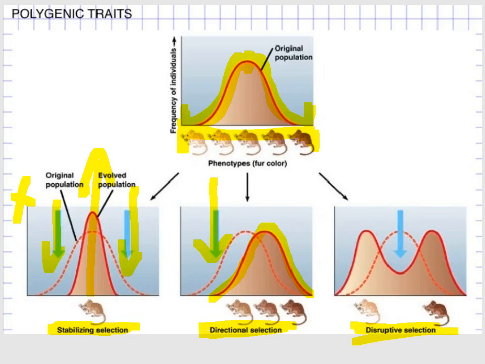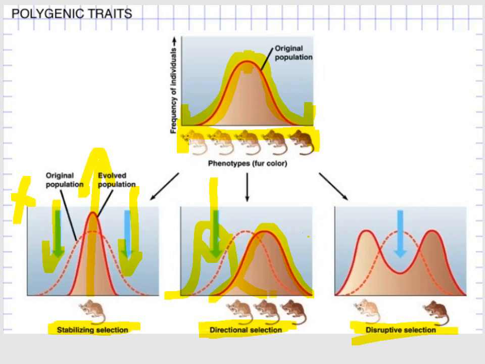This could also work the other way. We could have had something against the dark colored mice instead of the light colored mice, and then our bell-shaped curve would have gone the other way to favor the light colored mice. So it can happen in either direction, but the key is this: it's only going to happen in one direction. That's why it's called directional selection. If it happens in both directions, sorry about that, I meant to erase it. If it happens in both directions, that's called stabilizing selection. So when it's only happening on one side, that is directional selection.